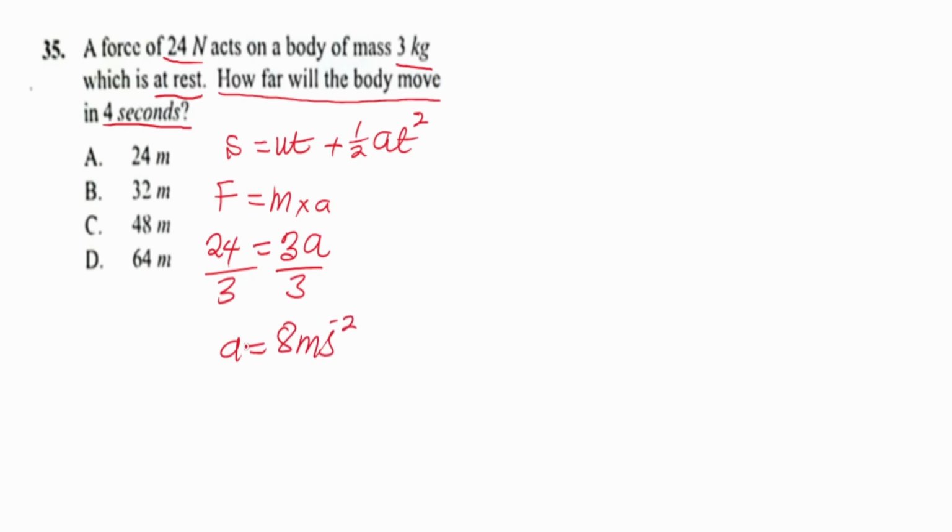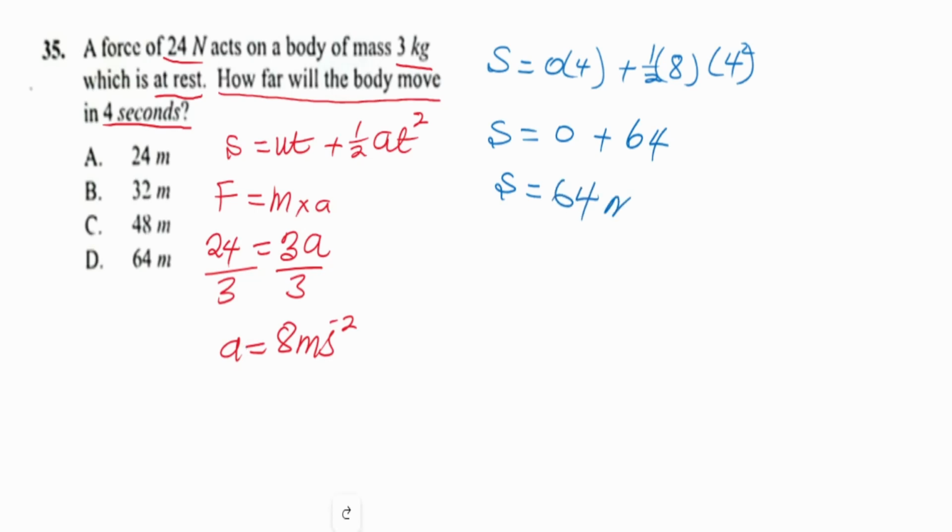Now we can go back to the equation and plug in all these values. So displacement becomes u is 0, t is 4, plus 1/2, acceleration is 8, times time, 4 squared. Displacement is equal to 0 plus 8 divided by 2, which is 4, times 16, which is 64. So that means the body will move 64 meters in 4 seconds. And looking at the options, that is option D.